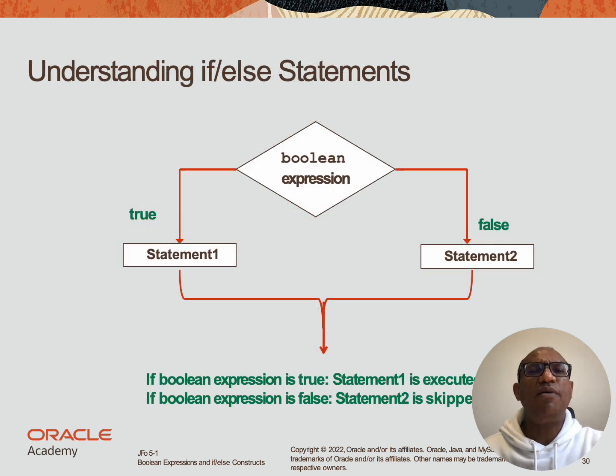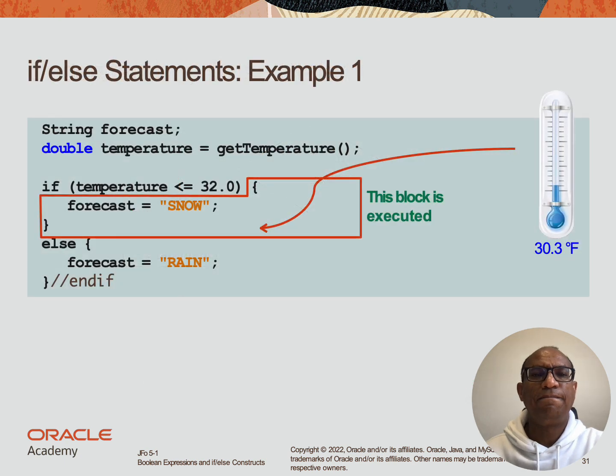This flowchart shows how an if-else structure splits behavior depending on the Boolean result. Here is an example. If the temperature is less than or equal to 32, the forecast is snow. Otherwise, it's rain. This slide demonstrates an if-else example. The getTemperature method returns the temperature as 30.3. Because the temperature is less than 32 degrees, the Boolean expression, temperature less or equal to 32.0, returns true, and the if block is executed.